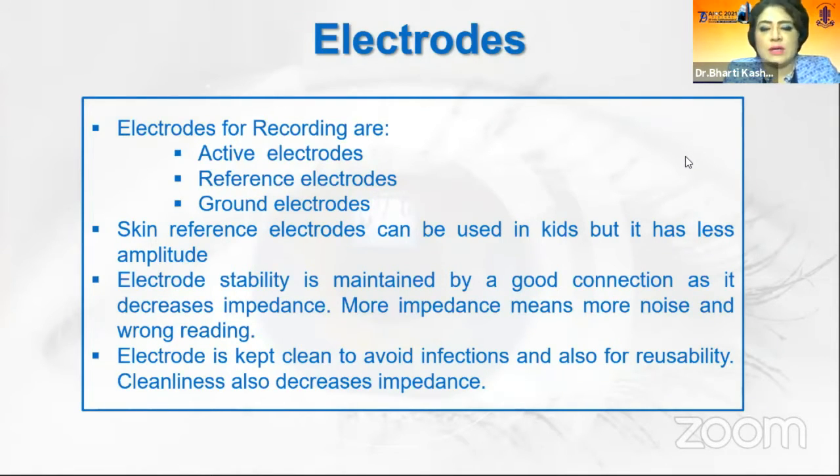Electrode stability is maintained by a good connection, and it decreases impedance. More impedance means more noise and wrong reading. Electrode is kept clean to avoid infections and also for reusability. Cleanliness also decreases impedance.